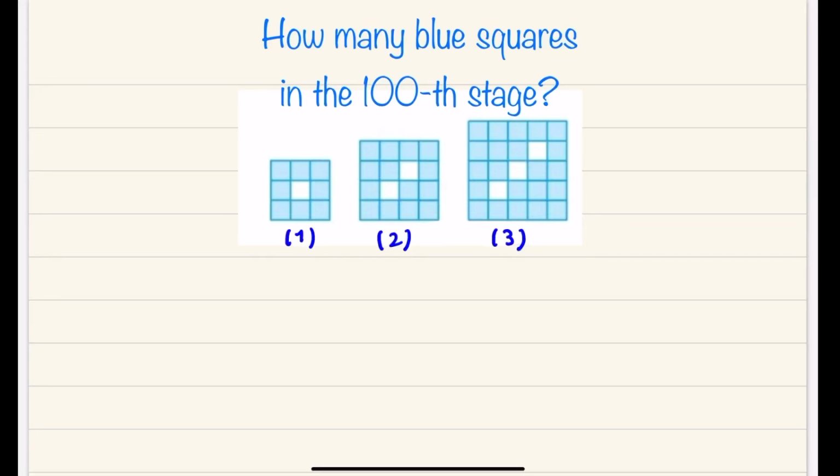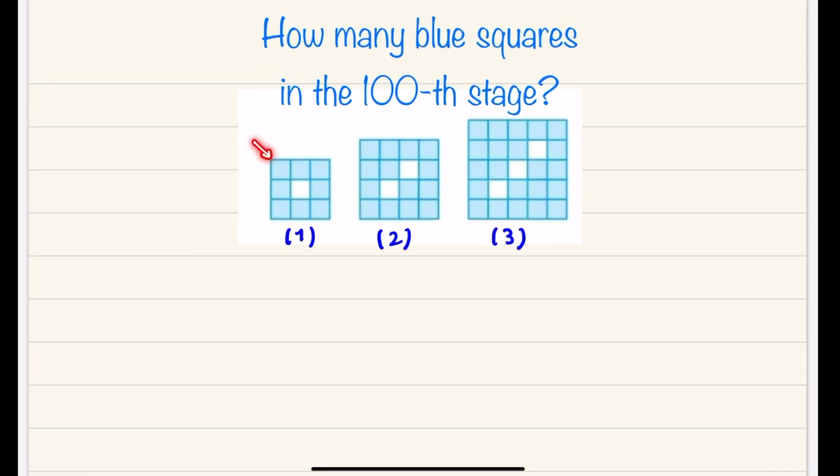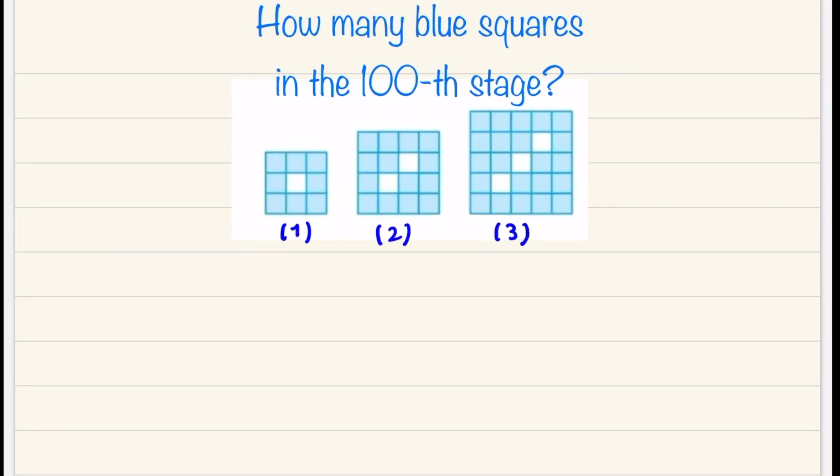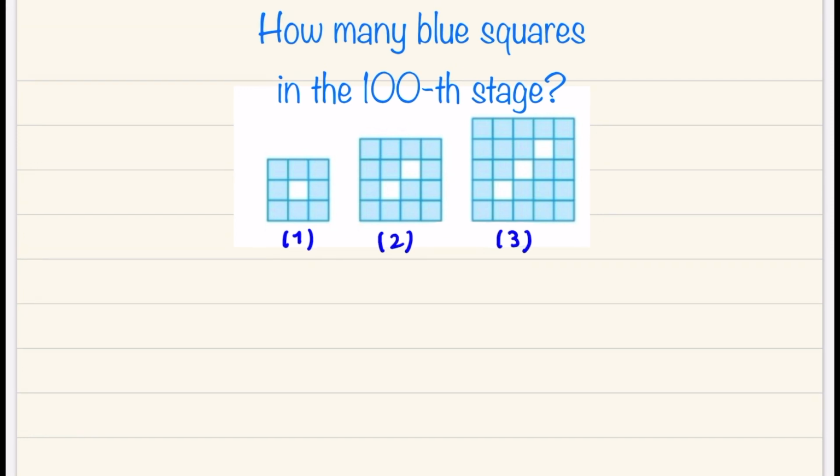Hi, I want to solve the following math puzzle. If stage 1 looks like this, where we have 1 white square and 8 blue squares, and stage 2 looks like this, where we have 2 white squares and the remaining squares are blue, and stage 3 looks like this, where we have 3 white squares and the remaining squares are blue, how many blue squares do we have in the 100th stage?